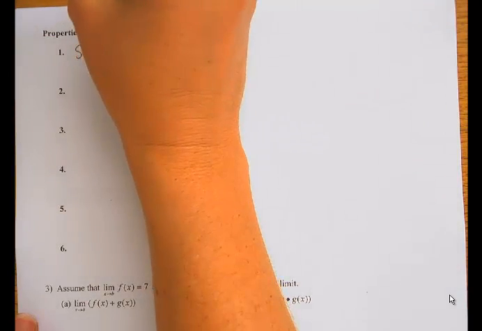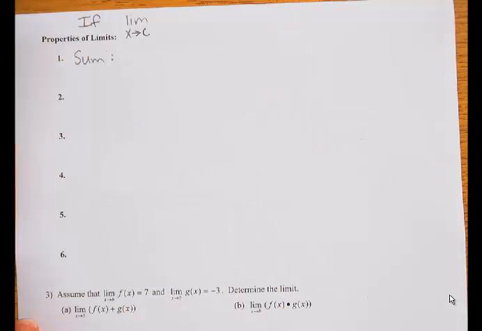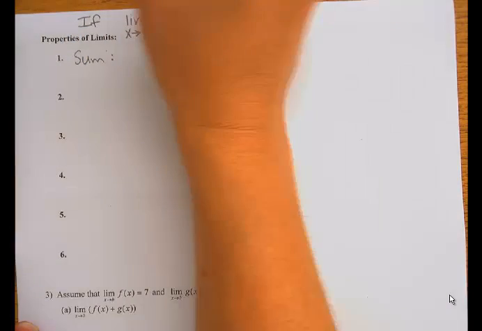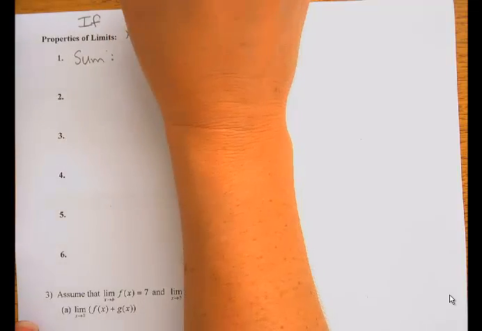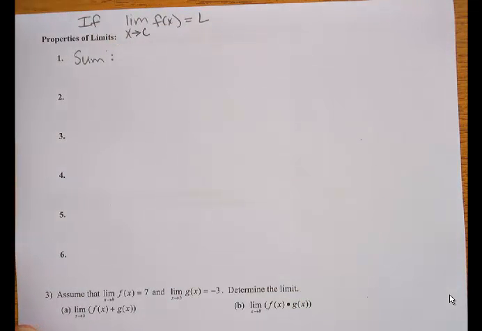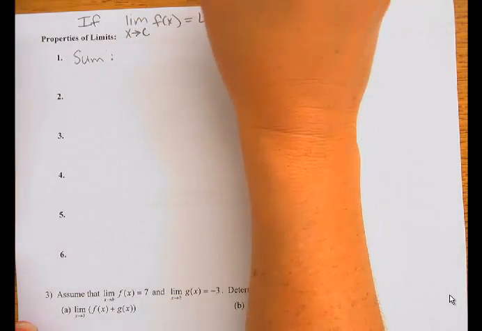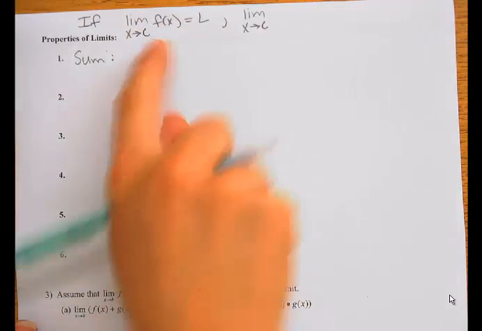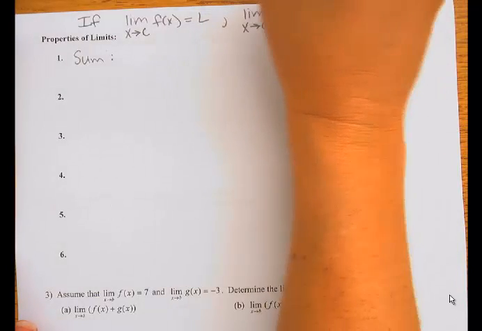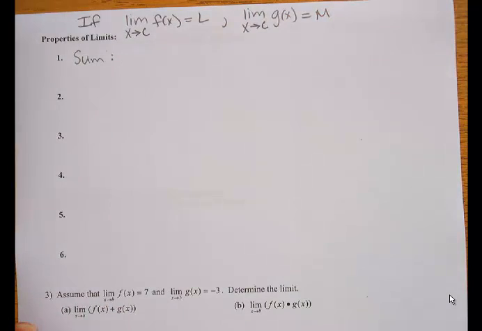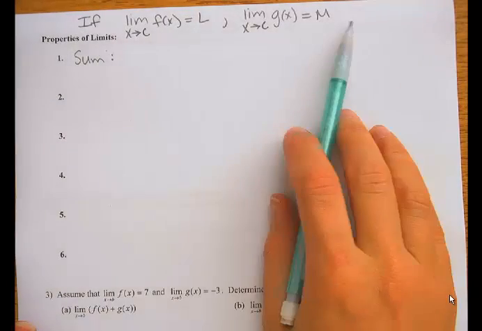So let's just say that the limit as x is approaching some generic x value, we'll call it c, of a function f of x is equal to some generic y value, we'll call it L. And also the limit as x is approaching that same c value of another function, g of x, is equal to m. So let's just say these are true.